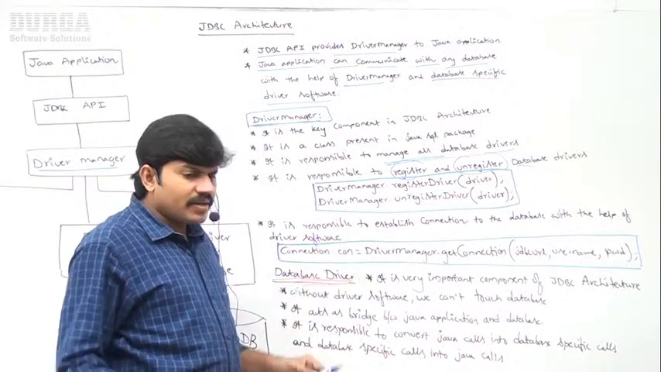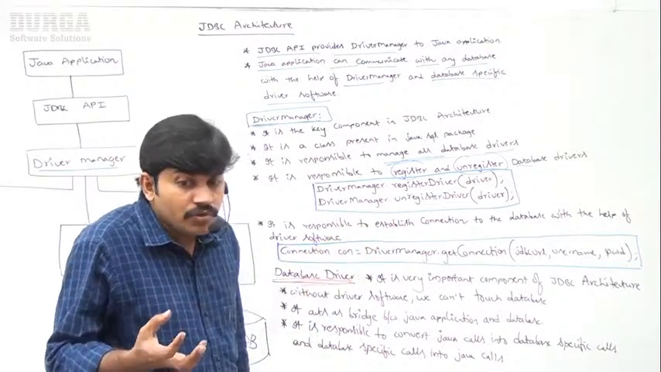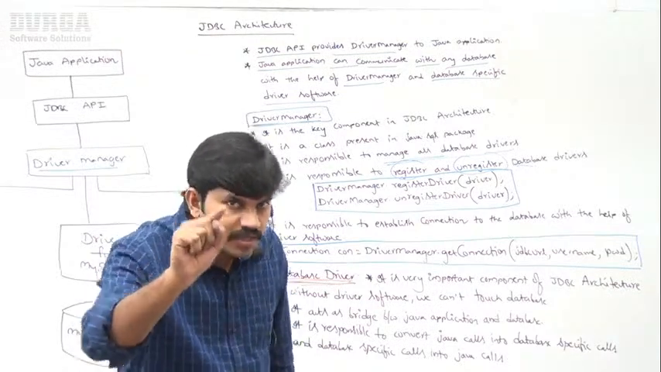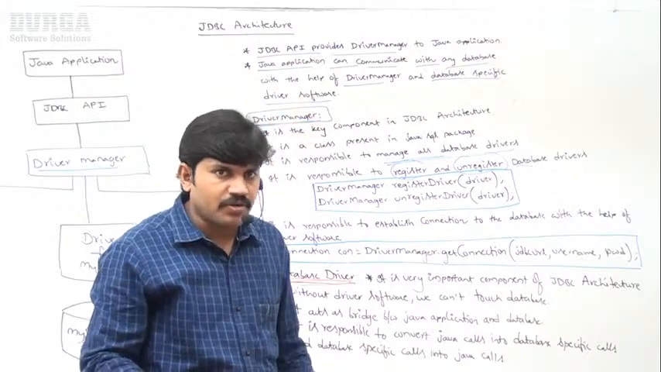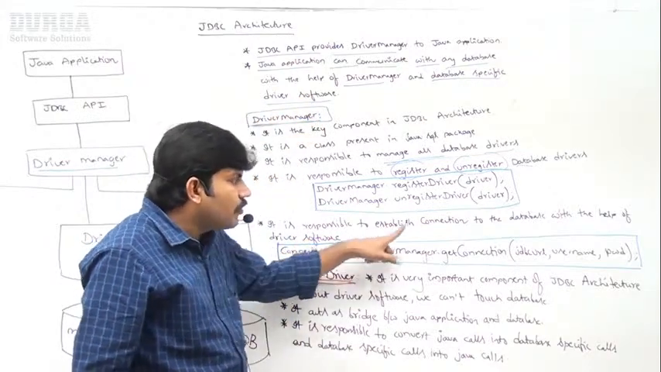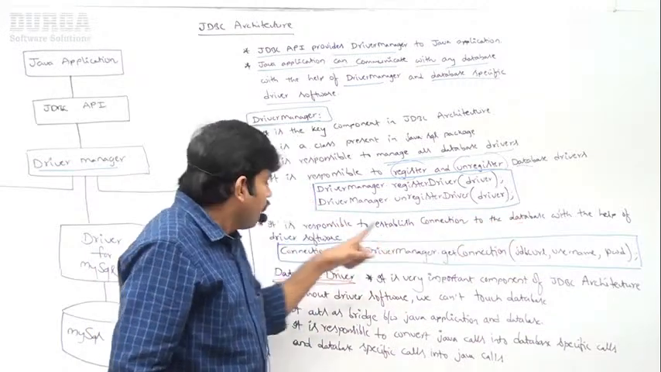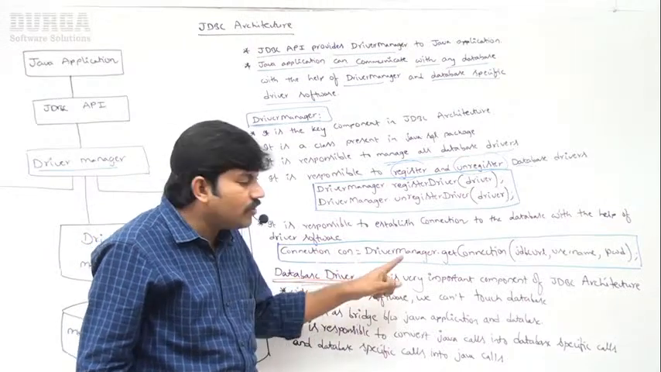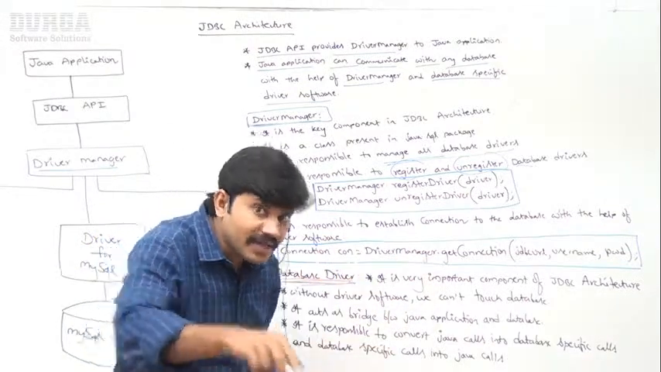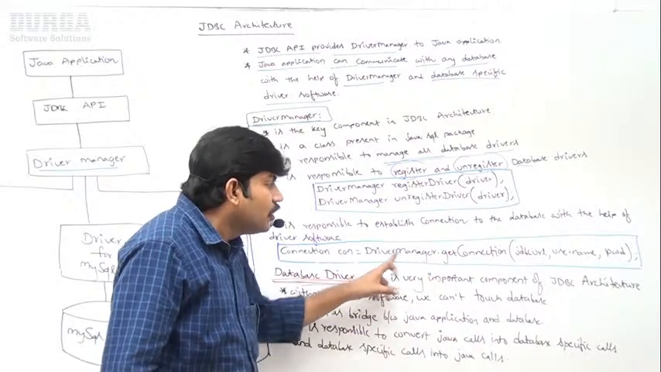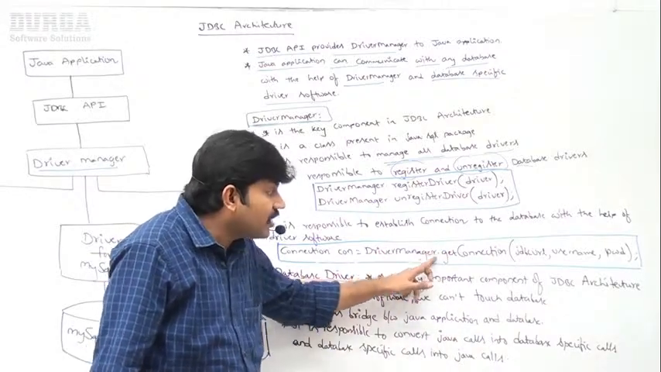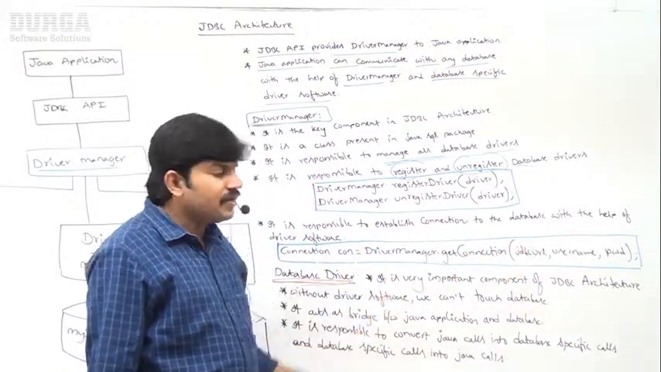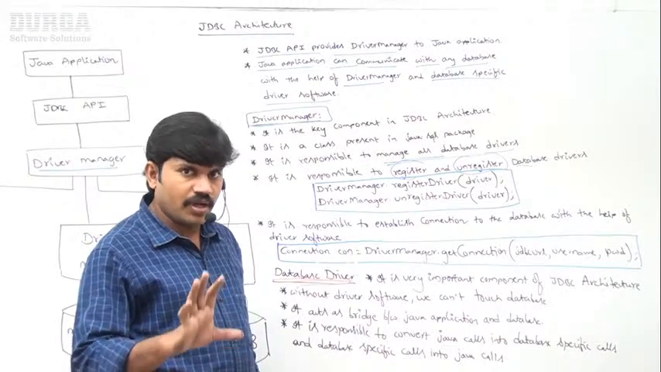Next, in our database communication, I want a connection to communicate with the database, right? If you want a connection, you have to ask the driver manager only. Have you observed? It is responsible to establish the connection to the database with the help of driver software. Connection con equals DriverManager.getConnection. You are calling the getConnection method. Which class's getConnection method? DriverManager.getConnection. Of course, you have to provide the username, password, and JDBC URL, right? Now I got the connection object. Are you getting it clearly?